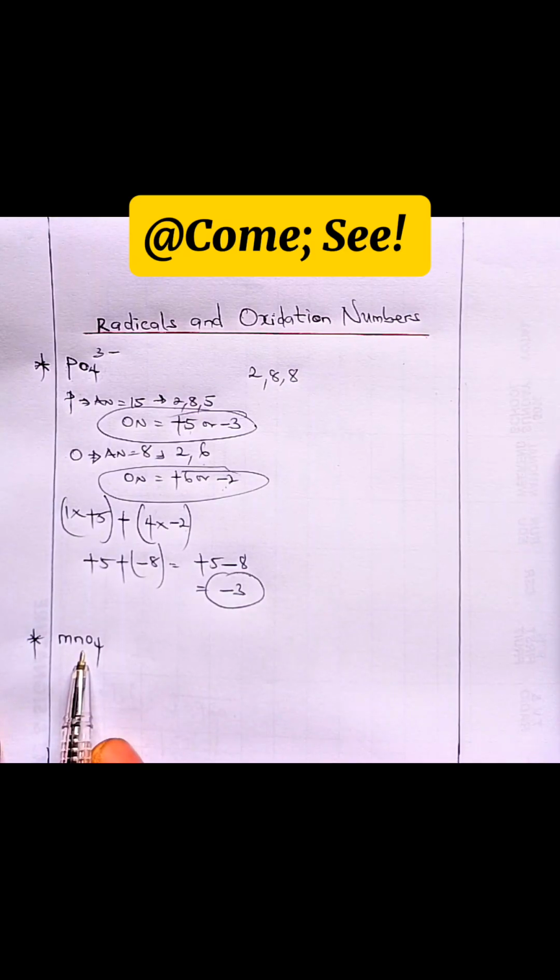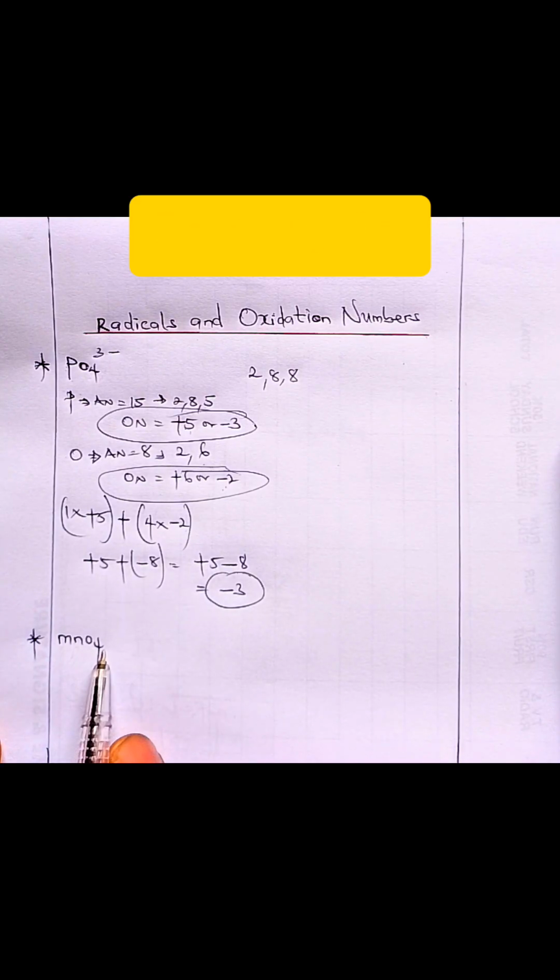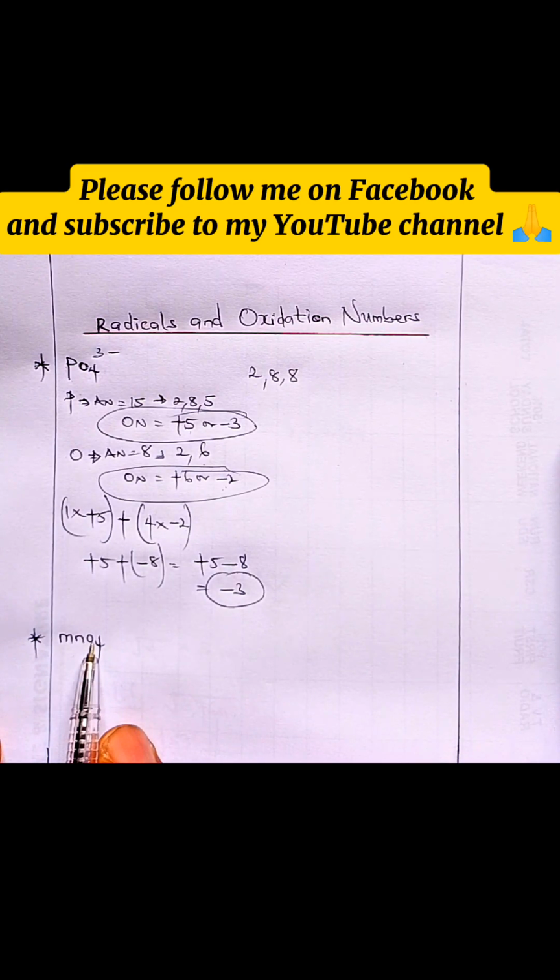Now, here's the next question. We were given this as the second question in our previous exposition's take home. So this is MnO4, tetraoxo 7. This MnO4 is 1 atom of manganese and 4 atoms of oxygen. So what's the radical for MnO4?